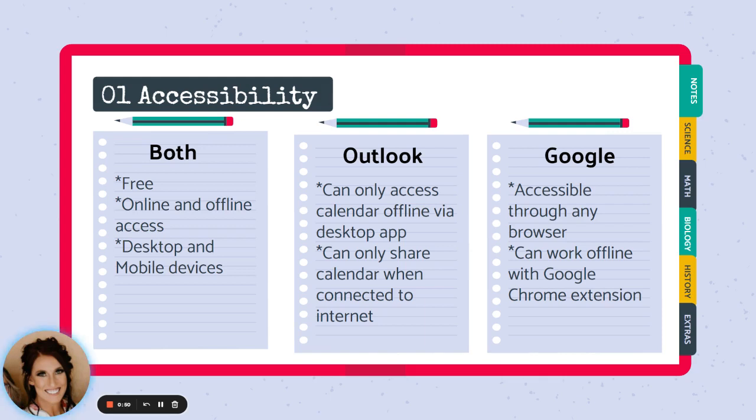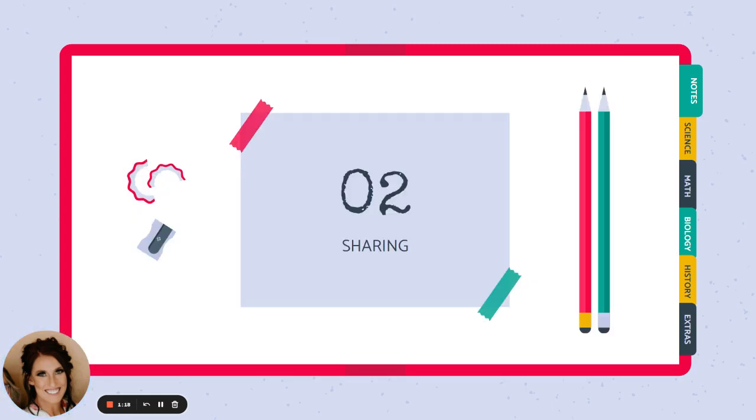You can access both of them online and offline, and they also offer desktop and mobile devices. Just within Outlook, you can only access the calendar offline if you're using the desktop app, so not the calendar on the mobile device if you don't have access online. You can also only share the calendar when you're connected to the internet with other people. And then with Google, you are accessible through any browser, so it makes it a little bit more flexible. And then you can work offline with a Google Chrome extension.